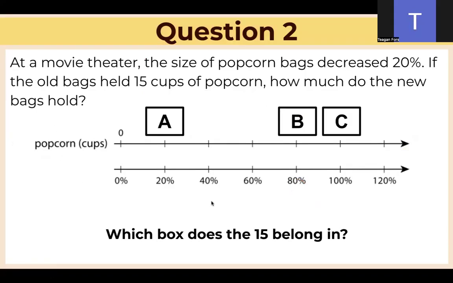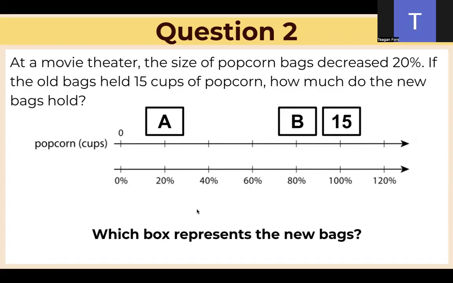There we go. Moving on to question number 2. At a movie theater, the size of popcorn bags decreased 20%. If the old bags held 15 cups of popcorn, how much do the new bags hold? Which box does the 15 belong in? A, B, or C? Take your guess now.